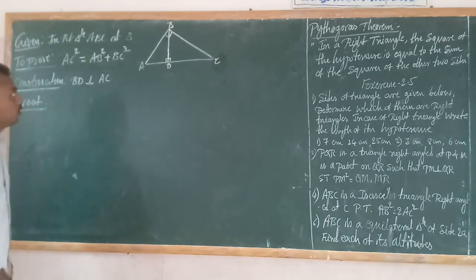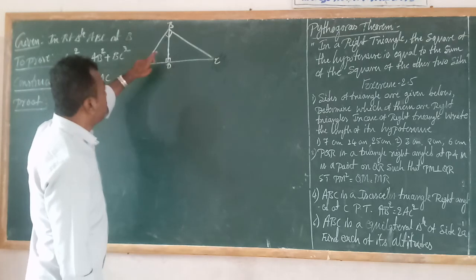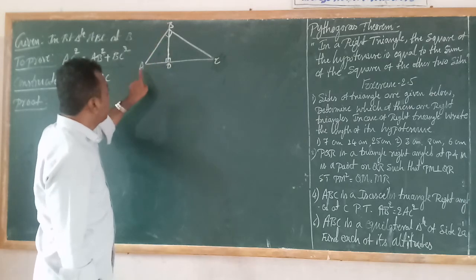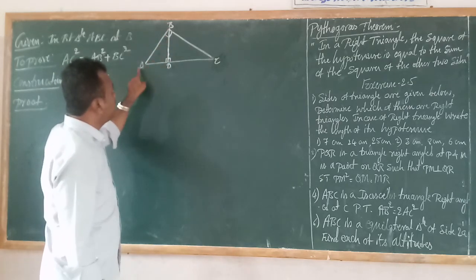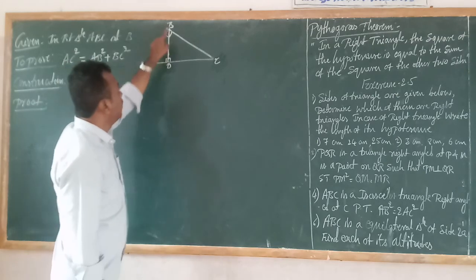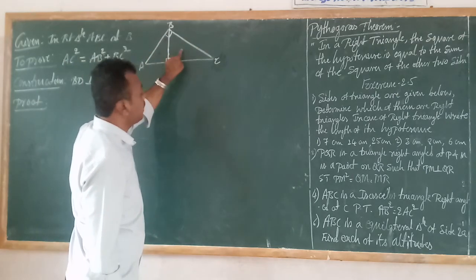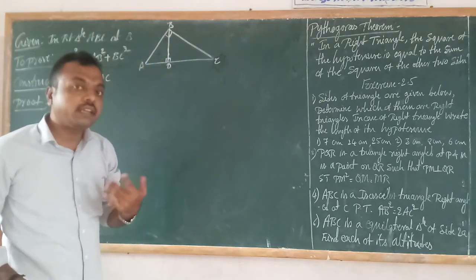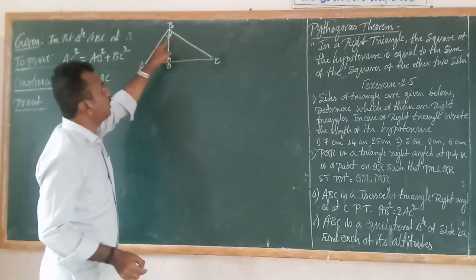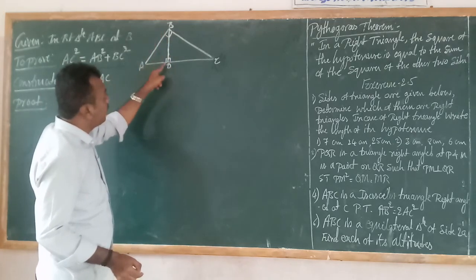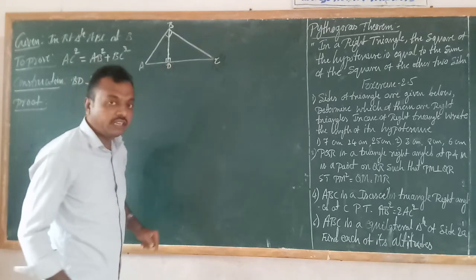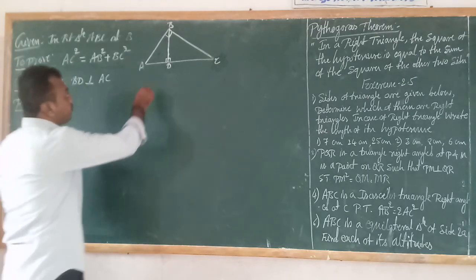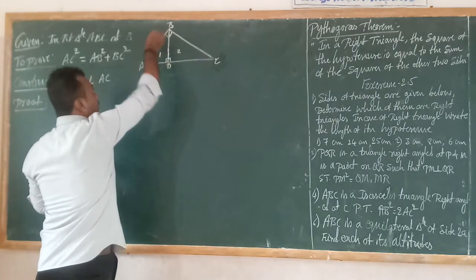Very important proof. First, see students, there are three triangles. One is ABD, or ADB. Another is BDC, the second triangle, and then the whole triangle ABC. Every triangle becomes a right angle triangle, because ABC is right angled at B, ADB is right angled at D, and BDC is right angled at D. So the three triangles are also right triangles.